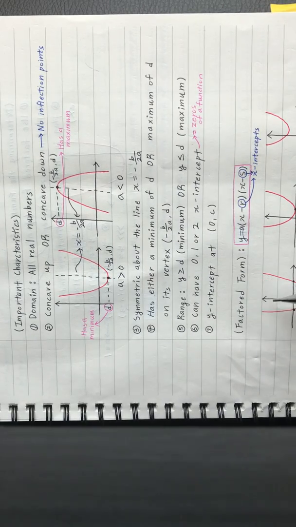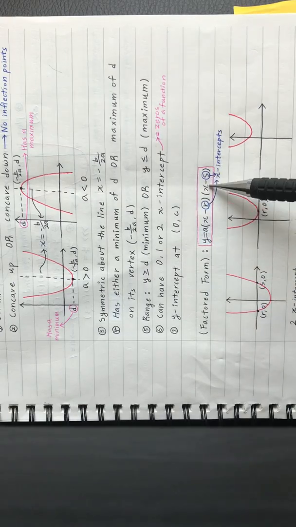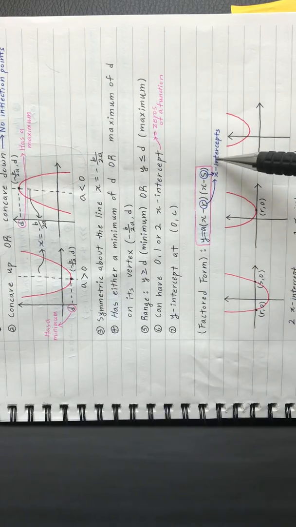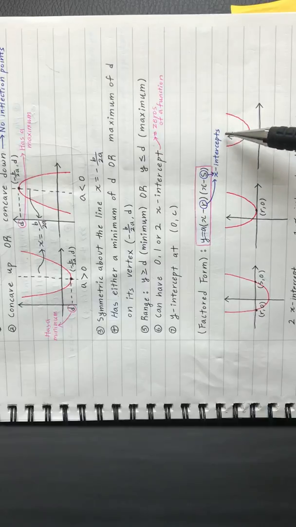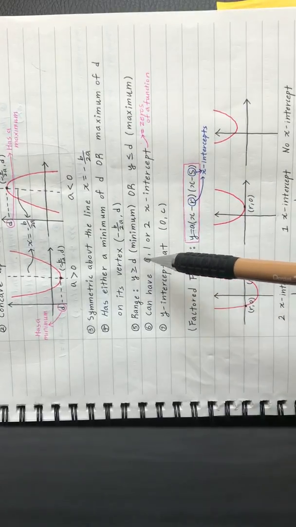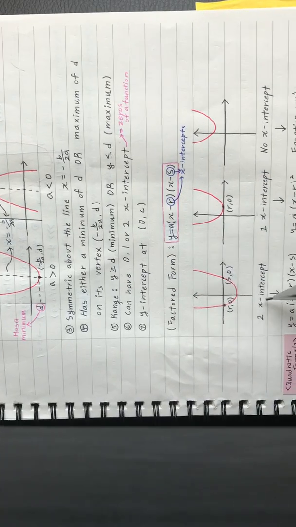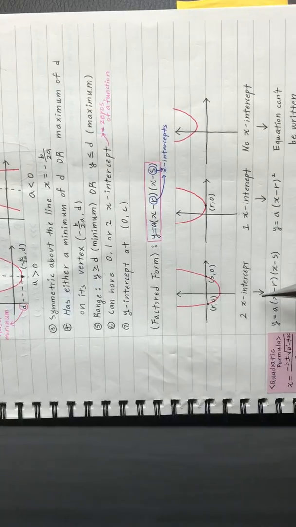The quadratic functions can also be expressed in the factored form, which is the equation over here. And in this case, the r and s over here are the x-intercepts. As I mentioned before, the quadratic functions can have either 0, 1, or 2 x-intercepts. Over here, this graph has 2 x-intercepts, this has 1 x-intercept, and this has no x-intercept.